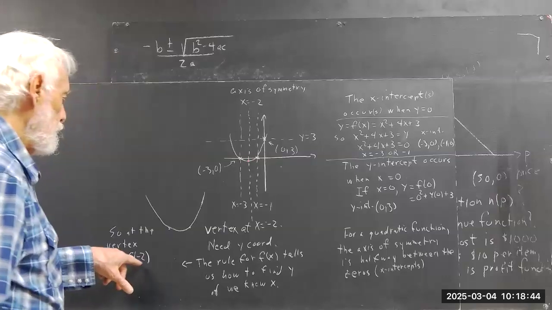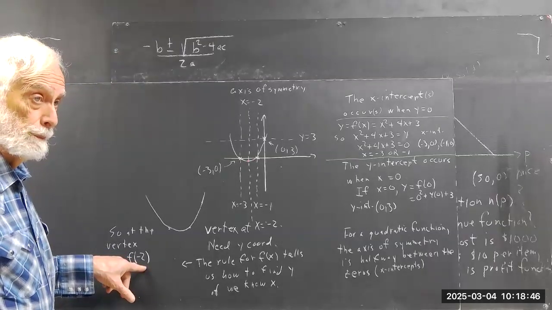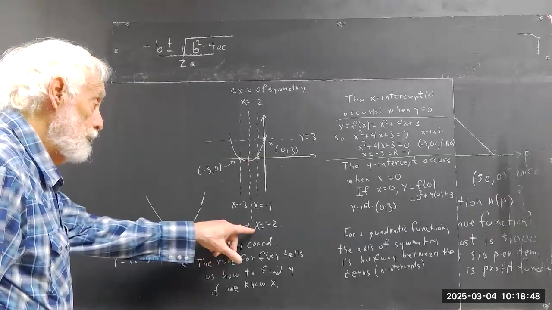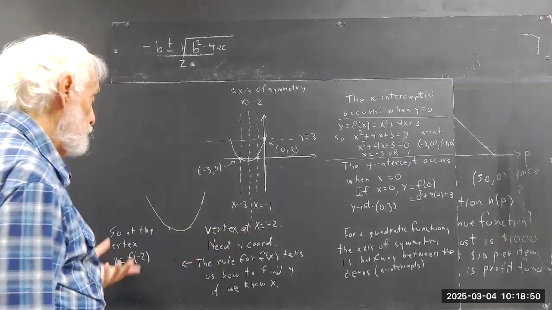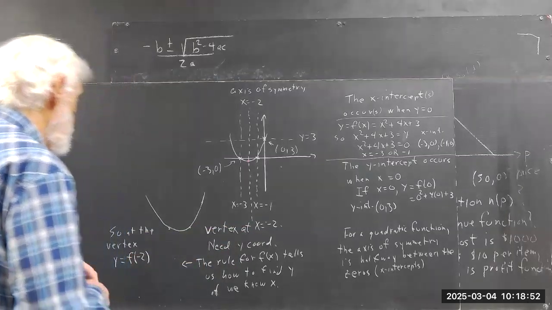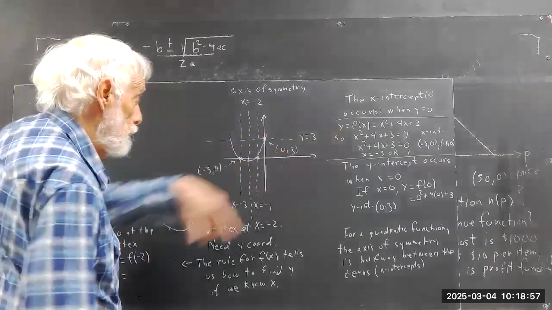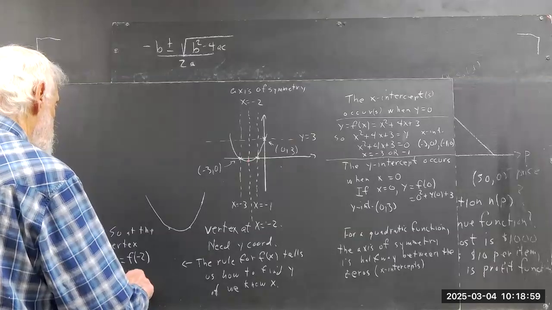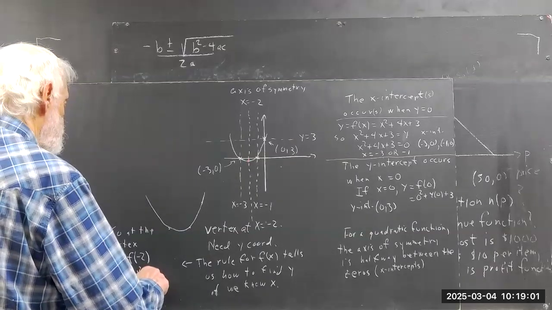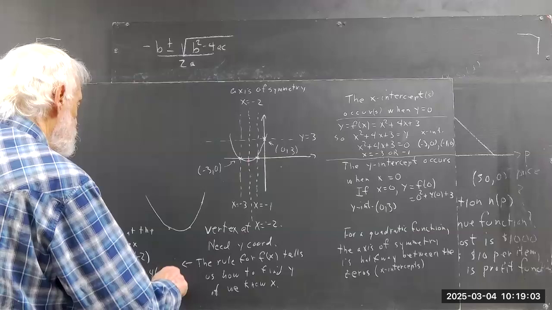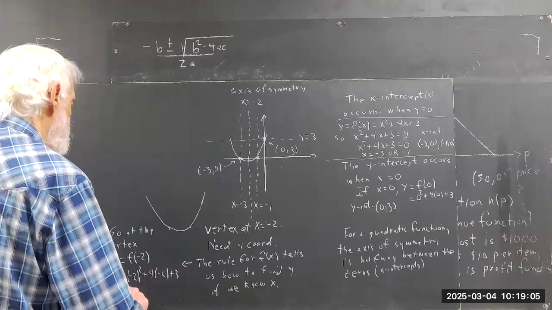It's a vertex, y equals f of -2, because that's the x coordinate of the vertex. We don't have to write f of x. Y equals f of -2, and we can look over at the rule for the function and see that's going to be the square of -2 plus 4 times -2 plus 3.